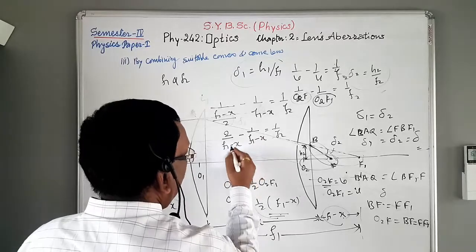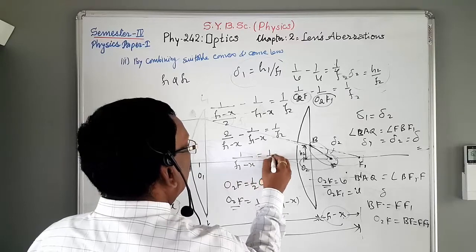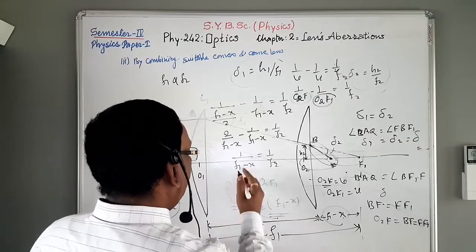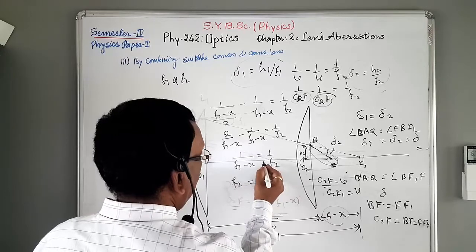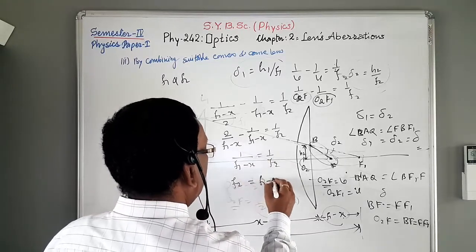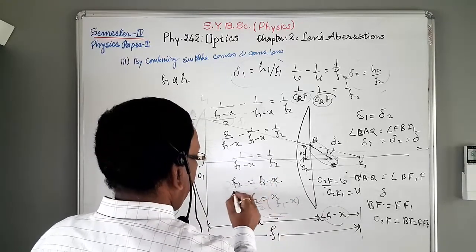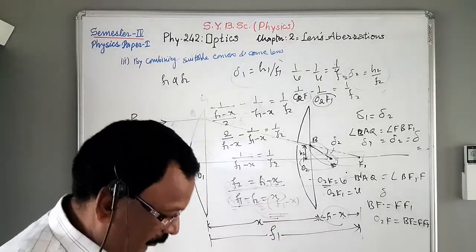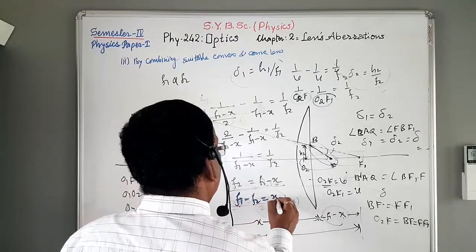2 minus 1 is equal to 1, so 1 upon F1 minus X is equal to 1 upon F2. Cross multiplying, F2 into 1 is equal to F2, and 1 into this is equal to F1 minus X. So F1 minus F2 is equal to X. If we rearrange this, we get this equation.